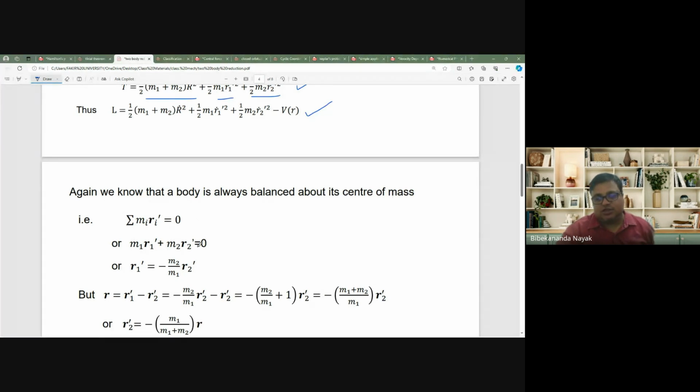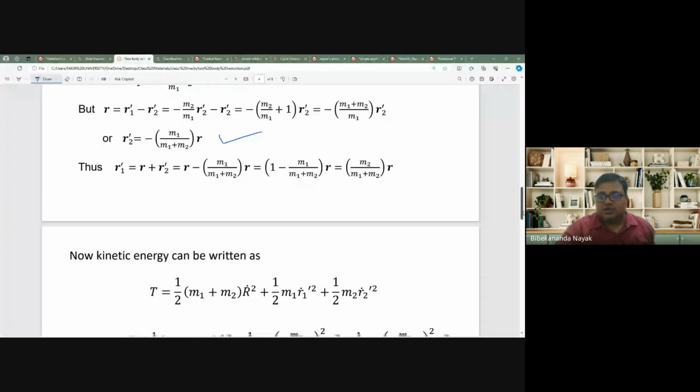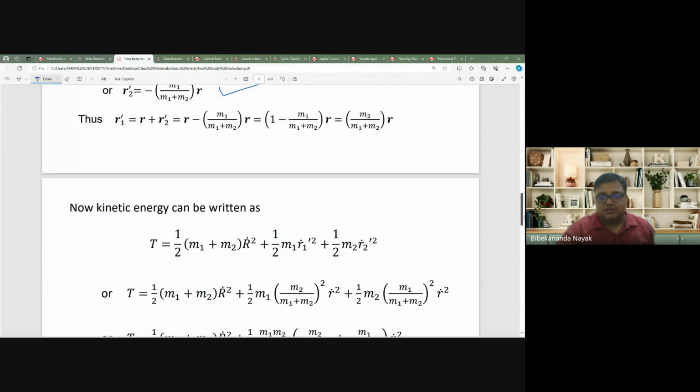Now take this sum. There are two particles. So m1 r1 prime plus m2 r2 prime is 0. From this you find r1 prime is equal to minus m2 by m1 r2 prime. Now put in place of r1 prime this value. We get r2 prime is equal to minus m1 by m1 plus m2 r. Okay, slightly simple manipulation. You can do this.